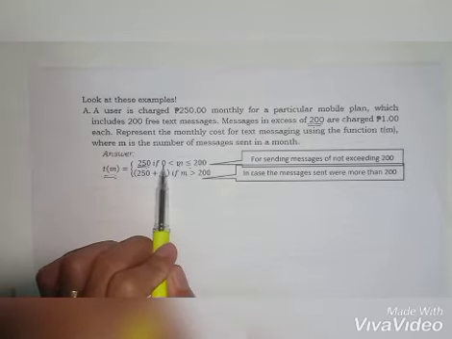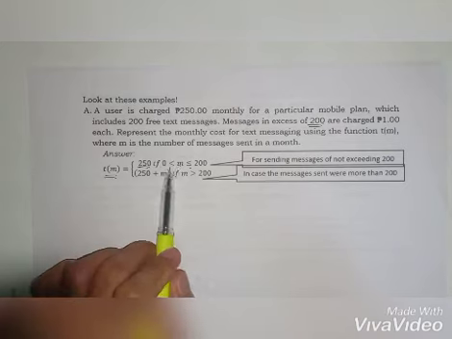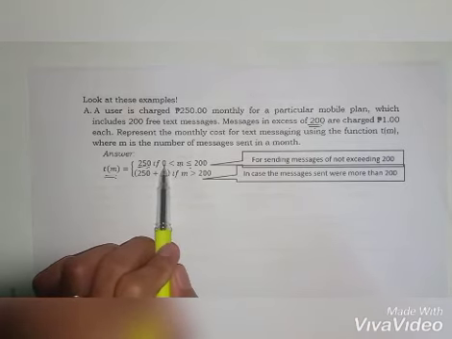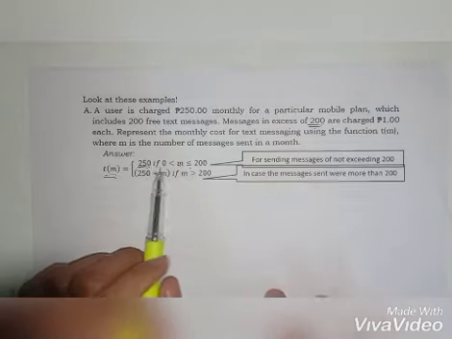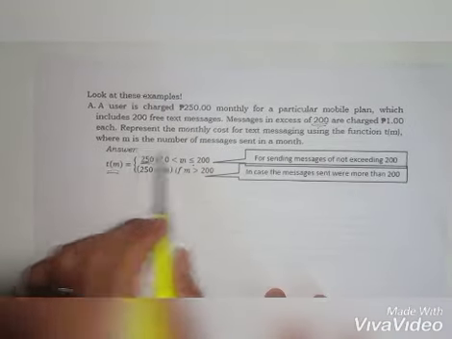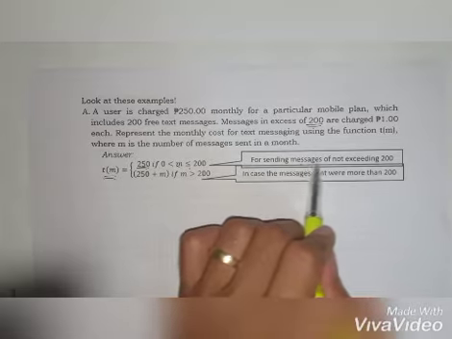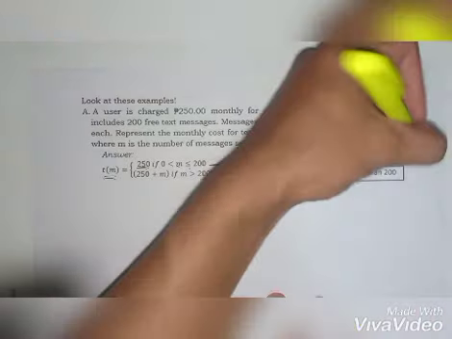The same case when you register only for text messages but are not able to use them, you still have to pay. Something like that. So we have messages greater than 0 but less than or equal to 200. You are going to pay 250 for sending messages not exceeding 200.